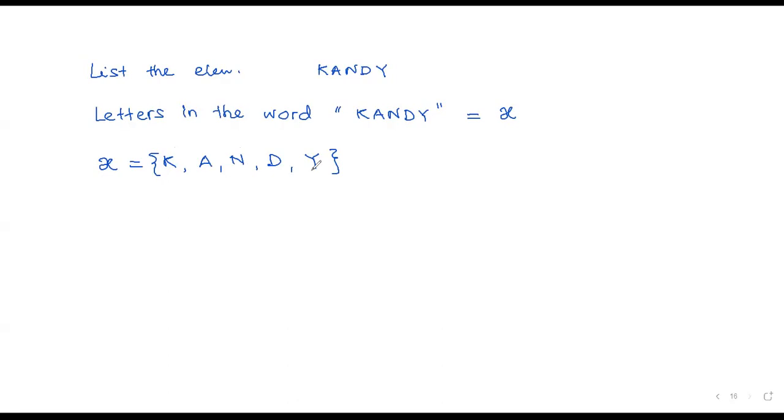If they have asked you to list down the elements or the letters in the word candy, first of all, you want to name this set. Letters in the word candy, I name that set as X, and what I write is X equal to the curly bracket. Then I list down the elements, and you know the elements are not repeated when it comes to the set lesson.